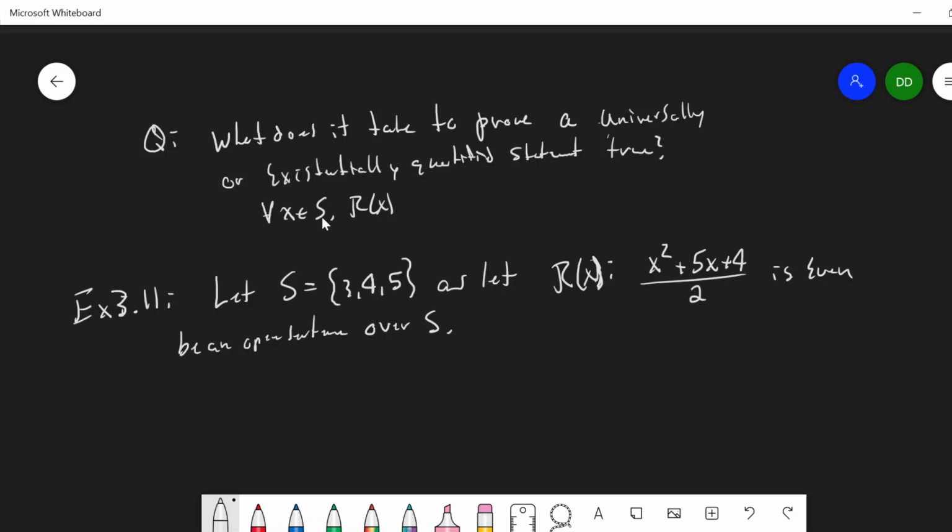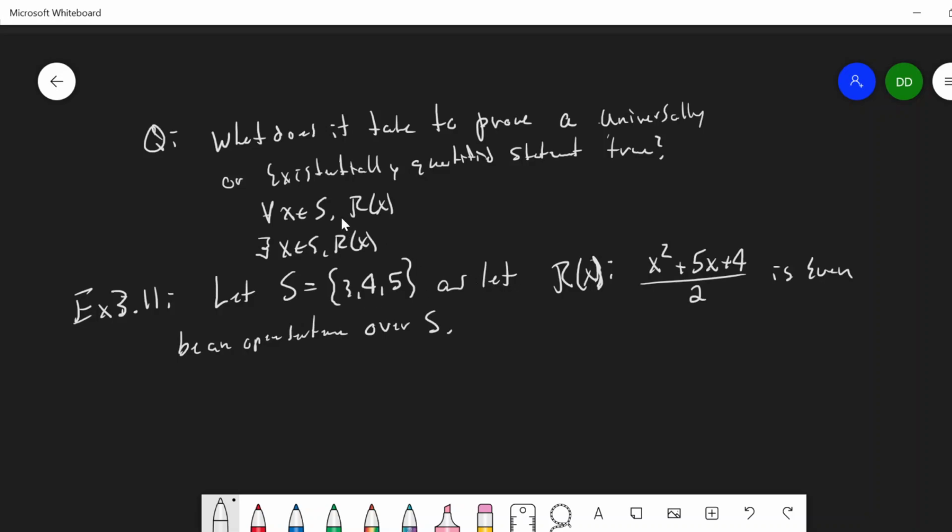Well, if my set S has just finitely many elements, like we have down here in the example, all I have to do is show that R of x is true for every single one of these elements of S. And for an existentially quantified statement, I just have to show that R of x is true for at least one of these elements of S.